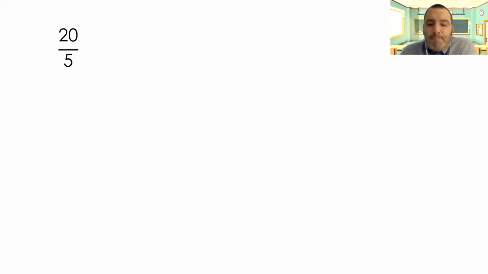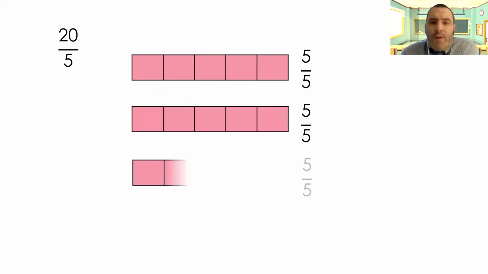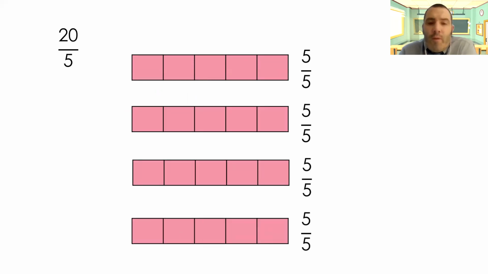20/5 here. So we've got 5/5, another 5, another 5, and another 5. We've got 4 lots of 5/5. So 20/5 is the same as 4 wholes.